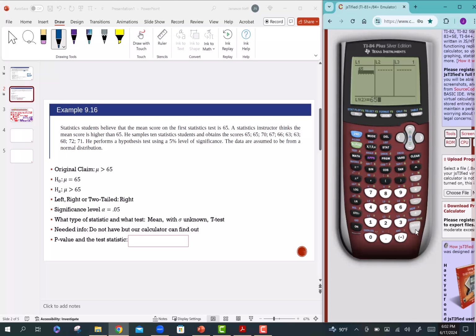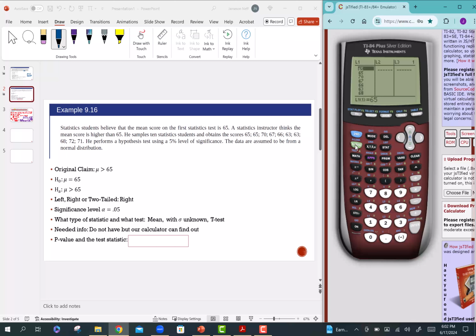65, 65, 70, 67, 66, 63, 68, 72, 71. Now this is just entering your data in a list, which again, remember, you just hit the stat menu and then just hit edit to put your stuff in a list.